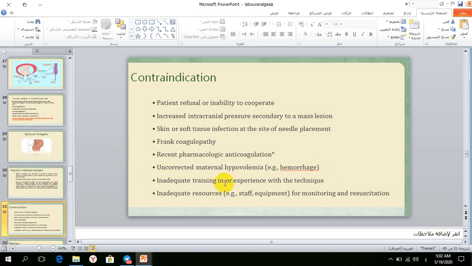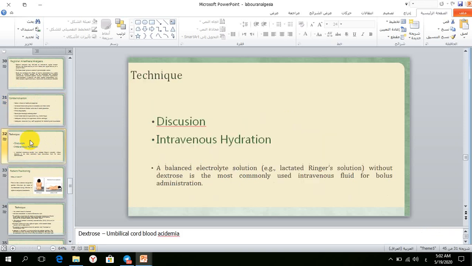Inadequate training in or experience with the technique، واحد ما مدرب زين فهذا ما مهيئ انه هو ينطي الانالجيسيا. Inadequate resources، for example staff, equipment for monitoring and resuscitation. technique لازم شو نسوي؟ لازم بالبداية نحكي discussion ويا البيشنت، نقول احنا ايش راح نسوي. وintravenous hydration، هي المريضة لازم انطيها pre injection، لازم انطيها intravenous hydration. A balanced electrolyte solution، for example lactated Ringer solution without dextrose, is the most commonly used intravenous fluid for bolus administration.